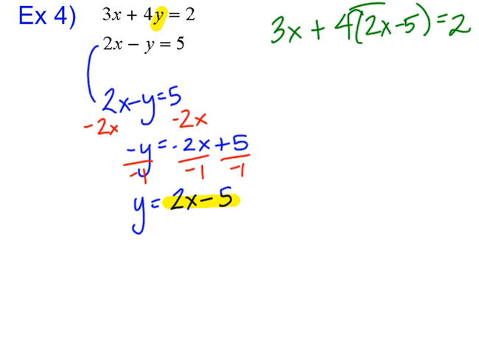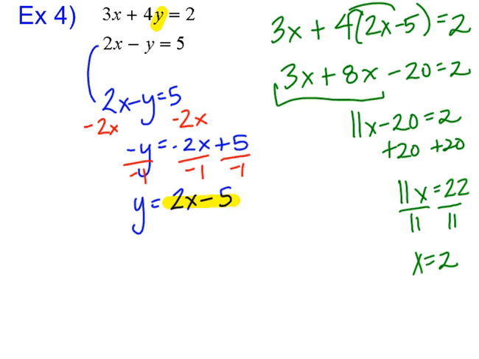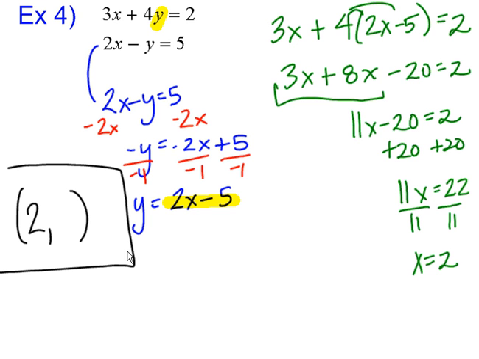Okay, I'm going to distribute that 4 out. So that'll give me 3x plus 8x minus 20 equals 2. I'm going to collect like terms. 3x plus 8x is 11x minus 20 equals 2. Add 20 to both sides. Find out 11x equals 22. And divide both sides by 11, and x equals 2. So far in my ordered pair that I am building, I found out that x equals 2. I need to figure out what the y is so that I can complete my ordered pair.